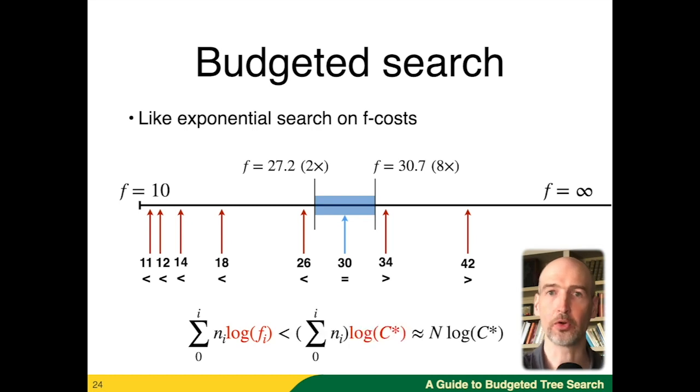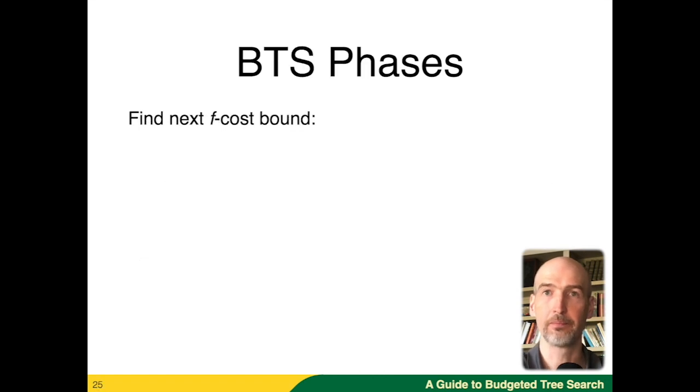If we look at this overall, what we see is that the final F cost is bounded by C star, the optimal cost. And if we sum up the set of n of i's, because they're growing exponentially, they'll sum up to be asymptotically equal to n. And so the running time of this algorithm, in the worst case, is n log C star.